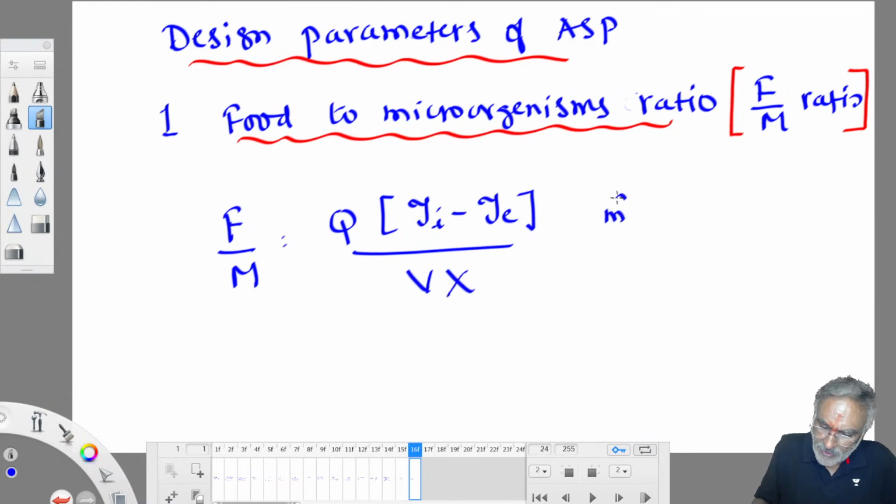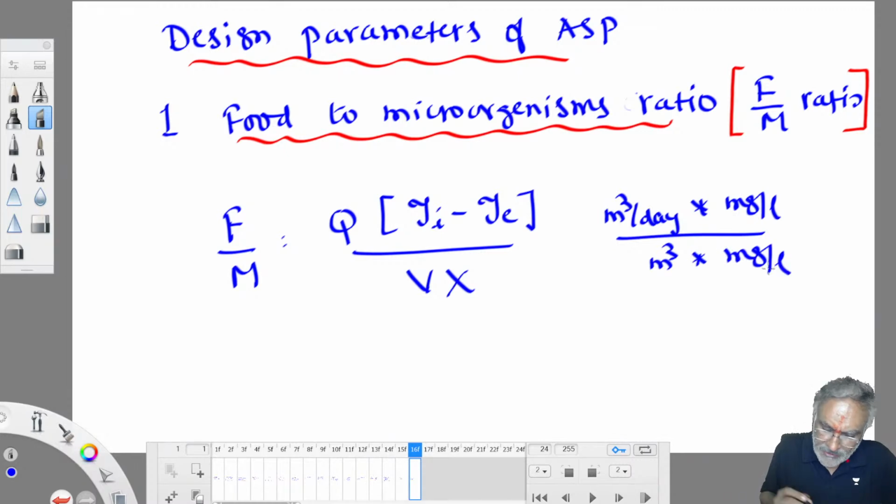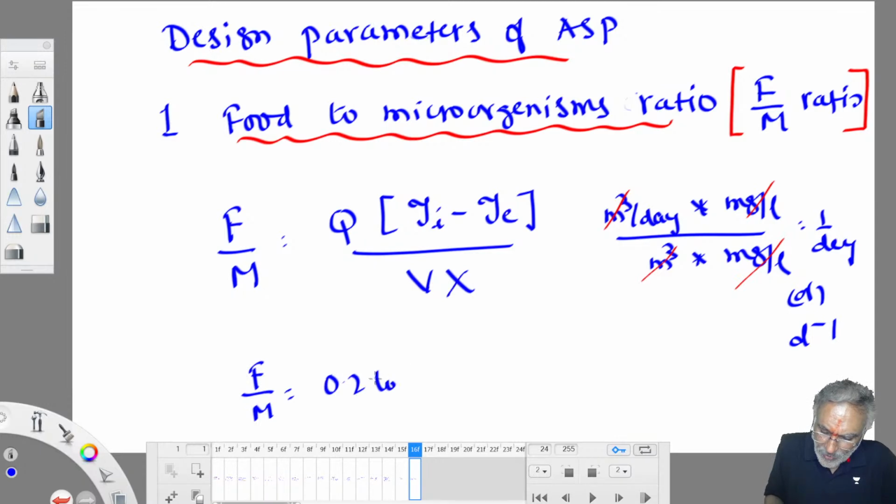So substitute Q in meter cube per day, YI and YE in milligram per liter, volume in meter cube, X in milligram per liter. Microorganisms are in suspension, they behave like suspended solids. So this cancels out, this cancels out. You are left with 1 by day. The unit of F/M is 1 by day, or we write it as day inverse. Normally the F/M ratio is 0.2 to 0.4 day inverse that we provide in the design of the activated sludge process. This you need not remember.